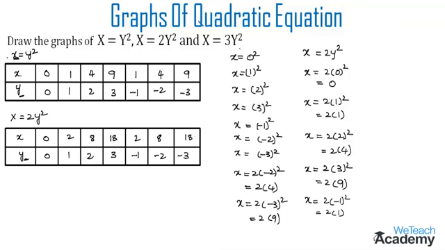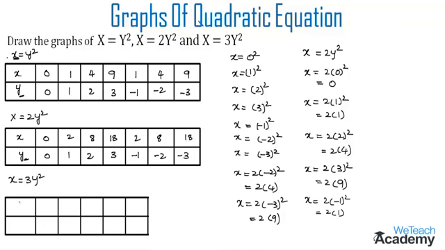Now let us consider the last equation, x is equal to 3y square. Let us find the values of x by assuming different values for y. First, let us take the y value as 0. So we get the x value just by substituting in the equation x is equal to 3y square. So we get x is equal to 3 into 0 whole square. That implies 0. So let us write 0 over here.